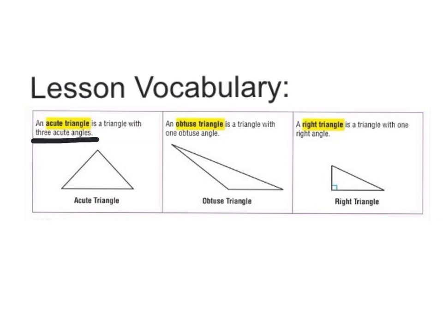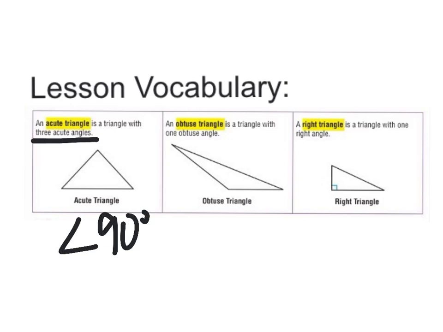In lesson 10.1, we learned that an acute angle is an angle that measures less than 90 degrees. In an acute triangle, all three angles are acute, which means they each measure less than 90 degrees.